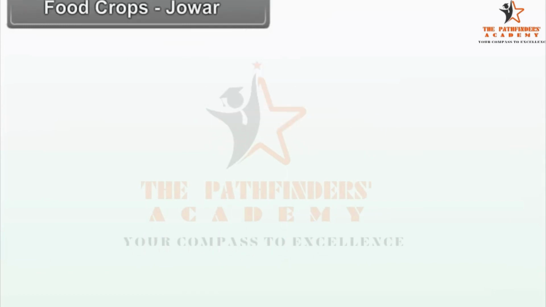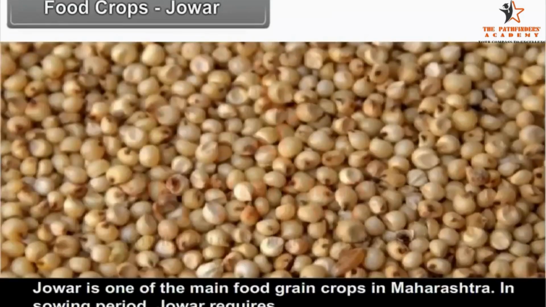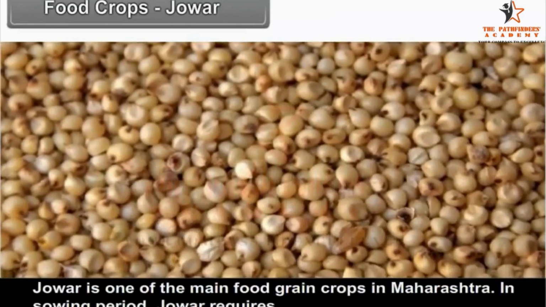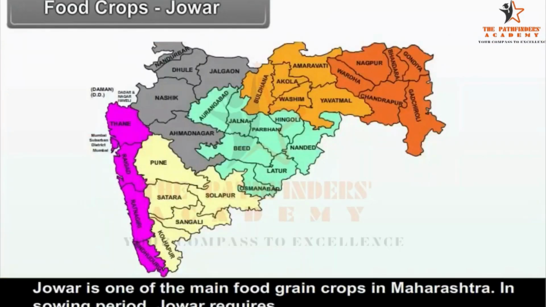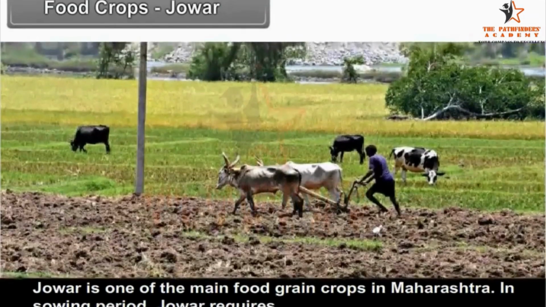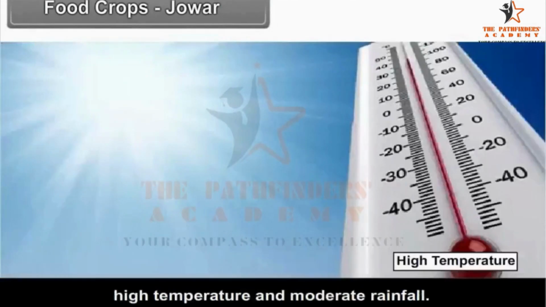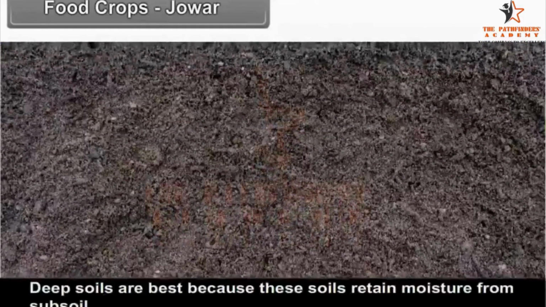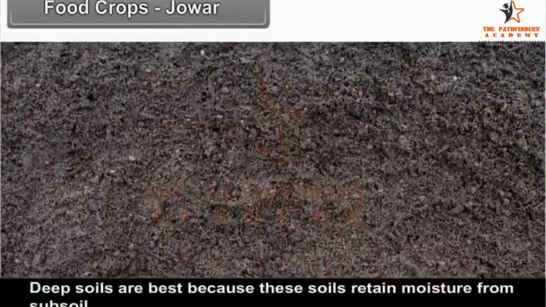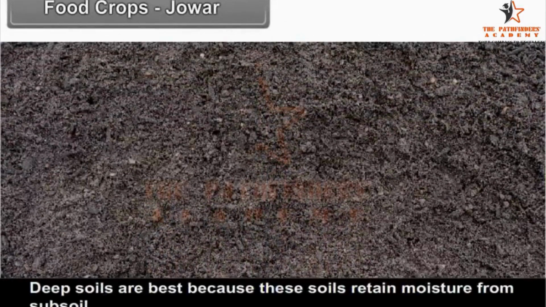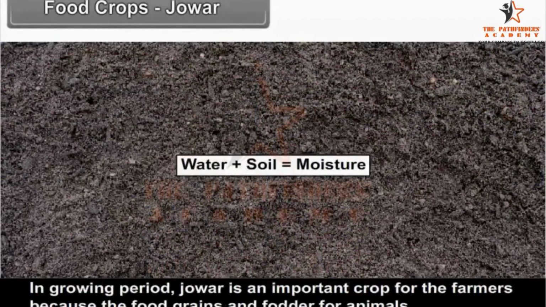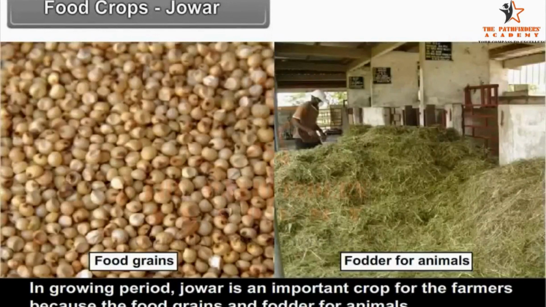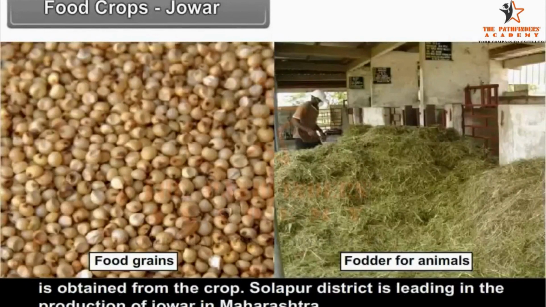Food crops. Jowar. Jowar is one of the main food grain crops in Maharashtra. In the sowing period, jowar requires high temperature and moderate rainfall. Deep soils are best because these soils retain moisture from the subsoil. In the growing period, jowar is an important crop for the farmers because the food grains and fodder for animals are obtained from the crop.